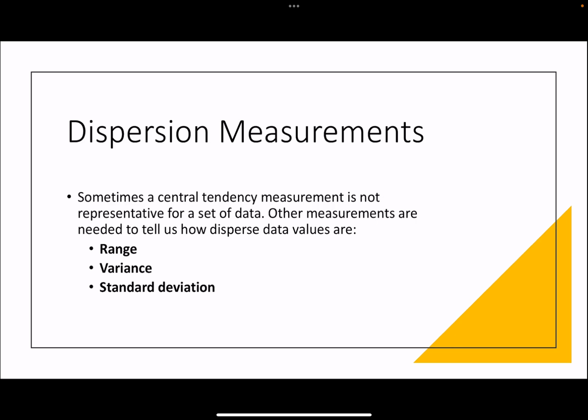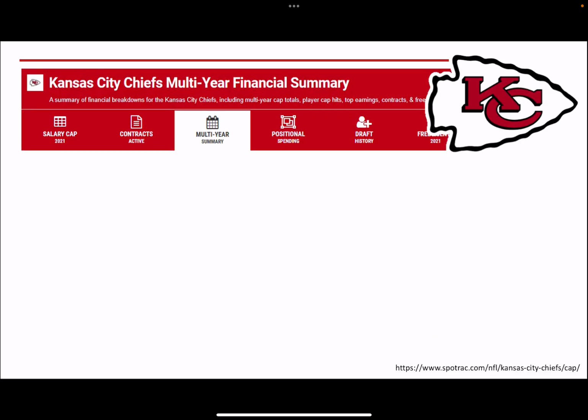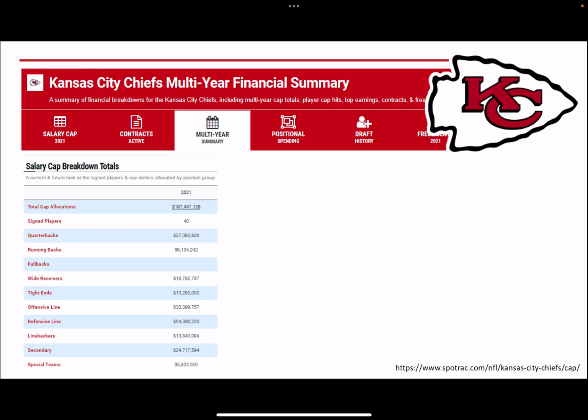Dispersion measures are also representative of a set of data, but they tell us how dispersed our data is in total. We're talking about the range, the variance, and the standard deviation. Let's talk about an example.